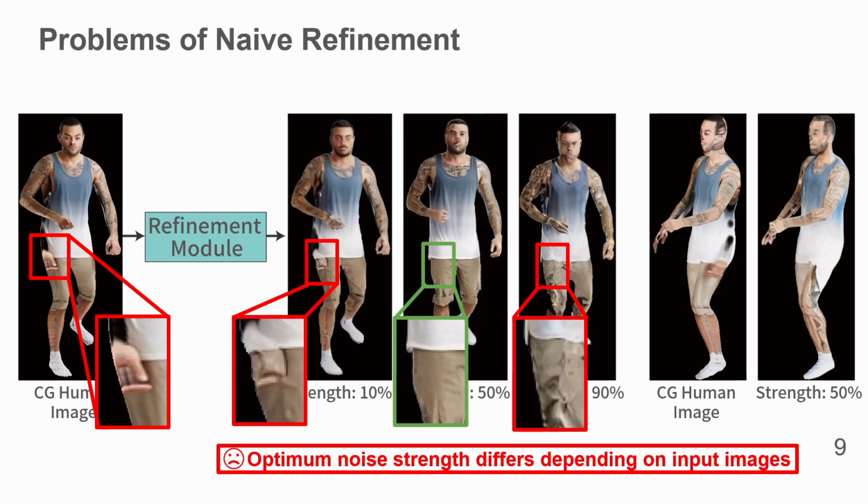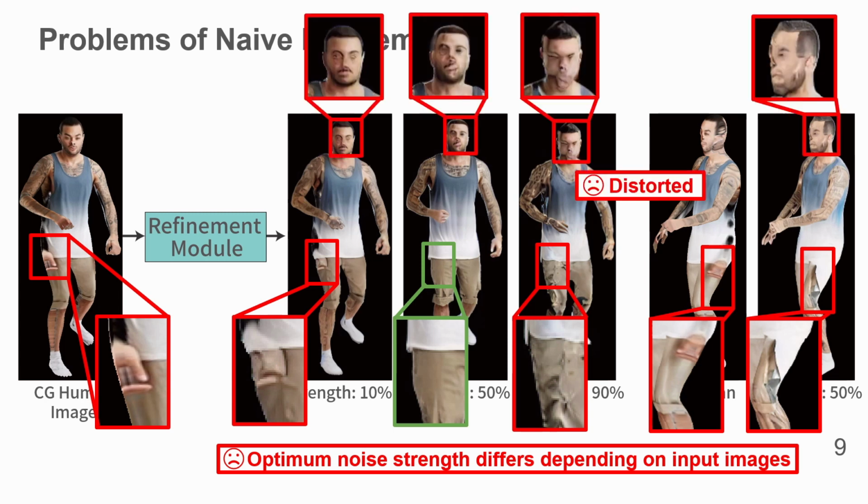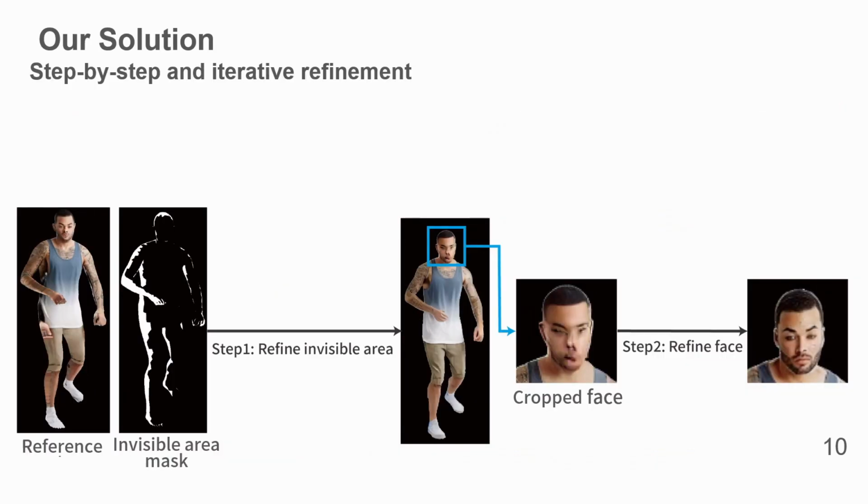However, in the other case, 50% noise unnecessarily changes the shape of the shirt. In addition, distorted faces caused by texture projection cannot be restored even with any noise strengths. To address this issue, we perform refinement in a step-by-step and iterative manner.